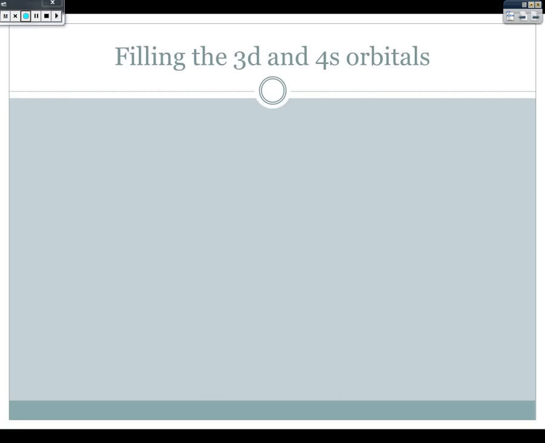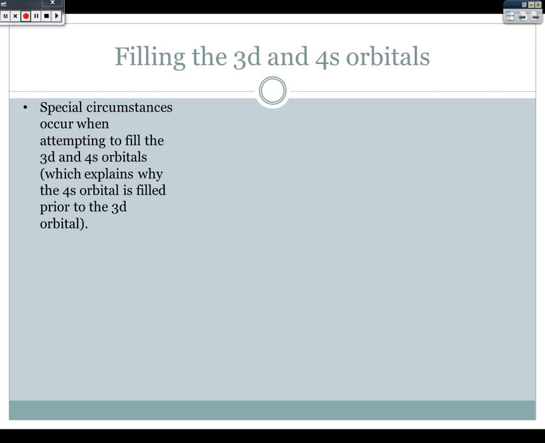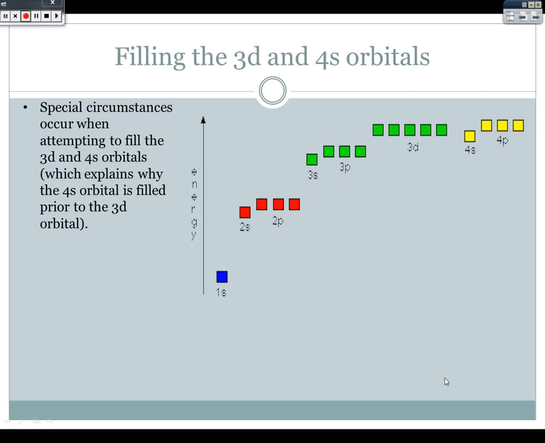Okay, so let's talk about filling 3d and 4s orbitals. Special circumstances occur when attempting to fill 3d and 4s orbitals, which explains why the 4s orbital is filled prior to the 3d orbital. If we look, each energy level is given a different color. 1 is blue, 2 is red, 3 is green, 4 is yellow. And this is increasing energy. As I go up, you can see that it requires more and more energy the higher your energy level goes to put those electrons in.